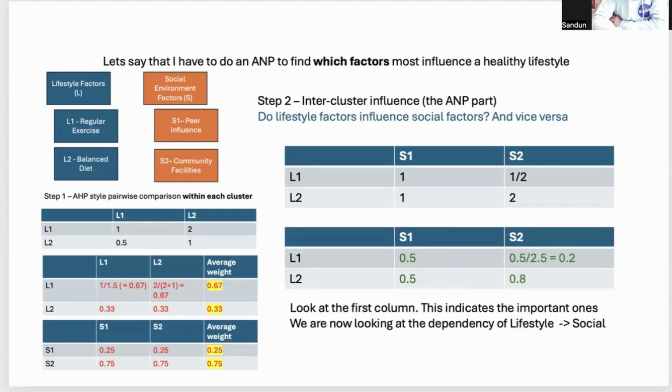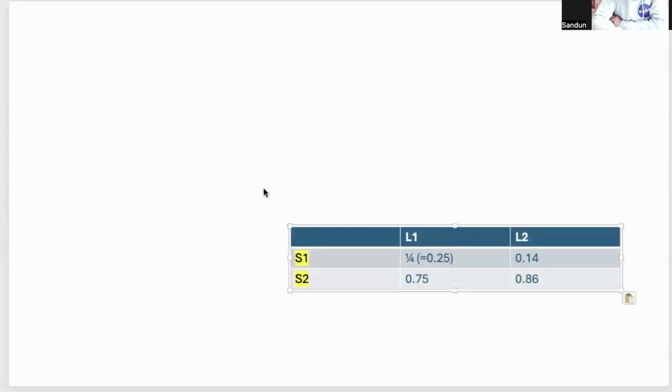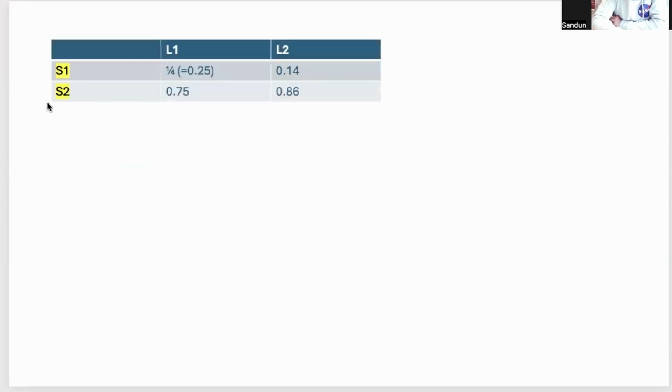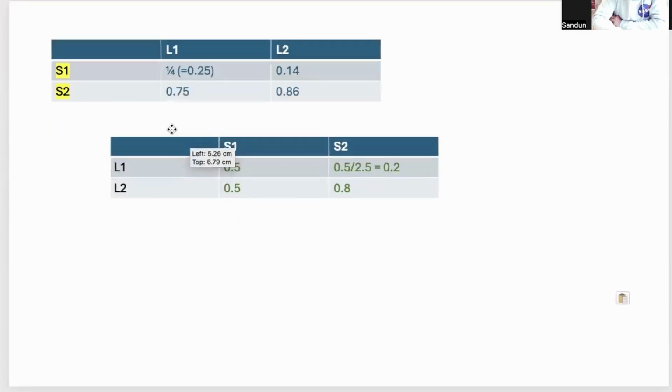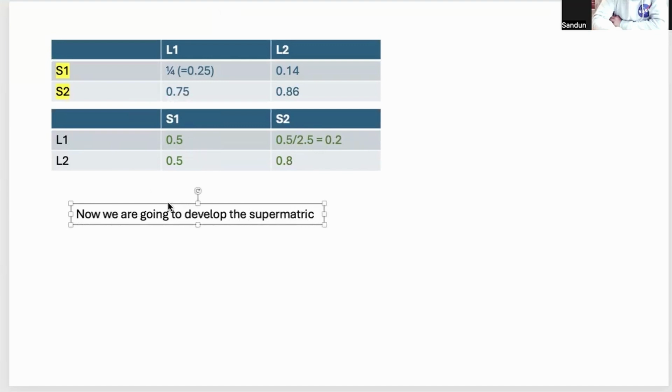Now this is the part where we take everything and build what we call the supermatrix. So what do we have? We have this normalized matrix that's social to lifestyle. Then I have this matrix that is lifestyle to social. These are the two inter-class comparisons that we have, with L1, L2, S1, S2. Now we are going to develop the supermatrix, and that is unweighted.